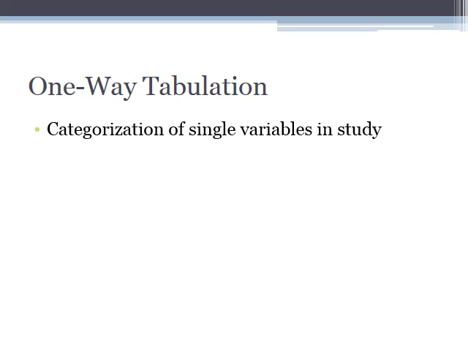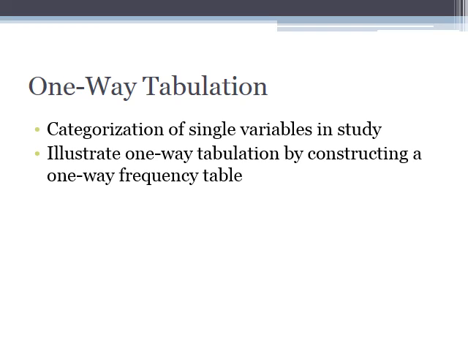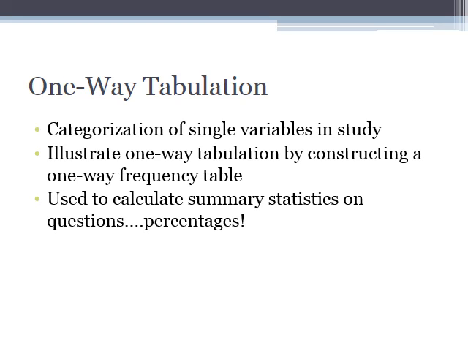For a one-way tabulation, we are talking about the categories of a single variable. The next step I'll do is show you one so that you can actually see what to do. And in the lab, I will show you how to actually do it in SPSS. And the reason we do this is to calculate just some summary statistics or some percentages. Essentially, we are counting the number of observations that are classified into a category.